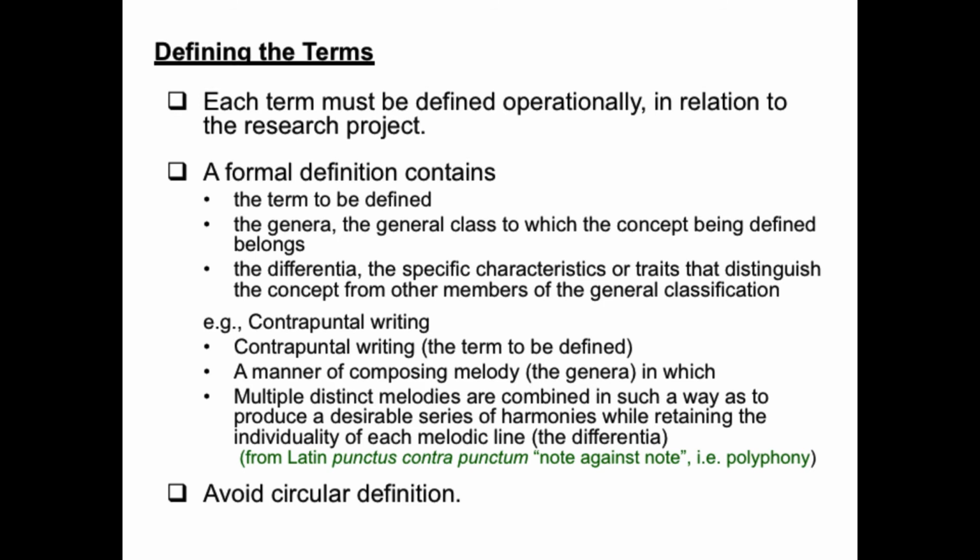Now, for example, in our Palestrina and William Byrd study, we talked about contrapuntal writing. Well, what is contrapuntal writing? Contrapuntal writing is the term itself, and it is a manner of composing melody, and that is the genera. A manner of composing melody in which multiple distinct melodies are combined in such a way as to produce a desirable series of harmonies while retaining the individuality of each melodic line. And there we've given the differentia, or the specific characteristics that distinguish this melodic concept from others.